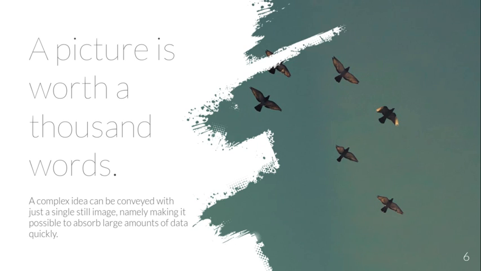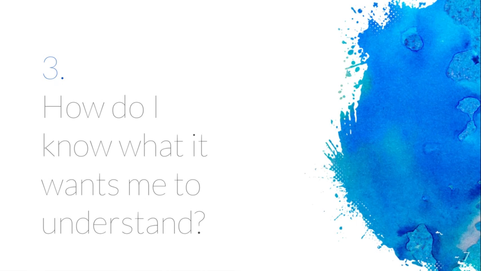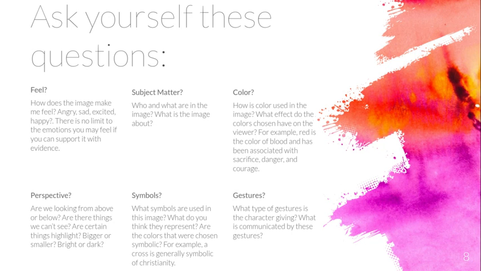You can share a simple photograph, and that person doesn't need to know how to read or doesn't need to speak the same language in order to understand what that photograph is saying. So, how do I know what it wants me to understand? When you are looking at a visual and trying to understand what it wants you to know, ask yourself these different questions. So, what does it want you to feel?